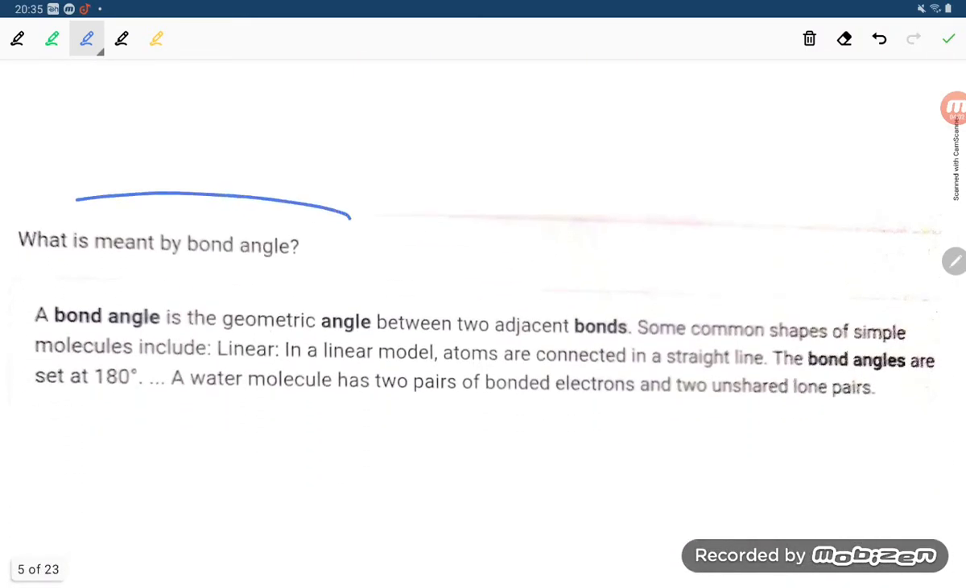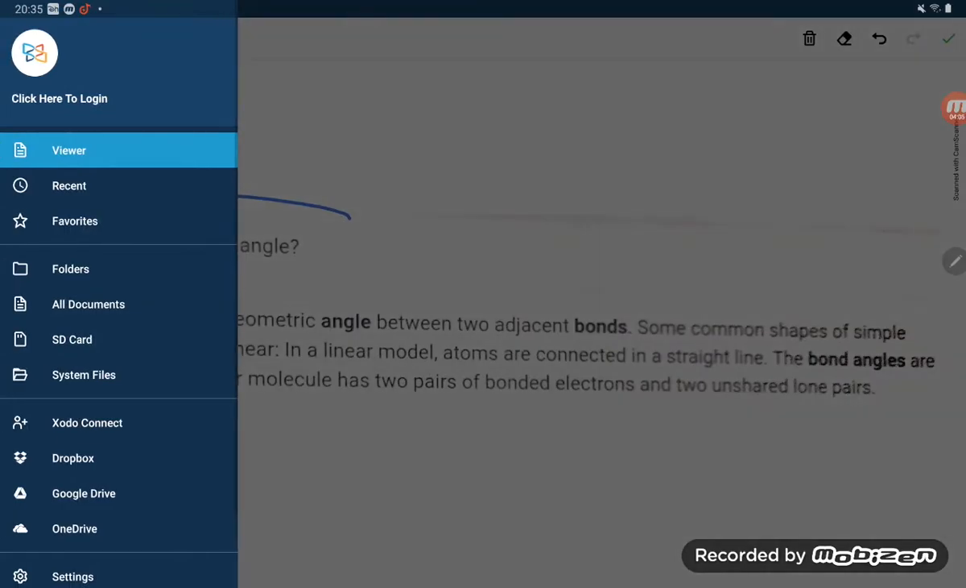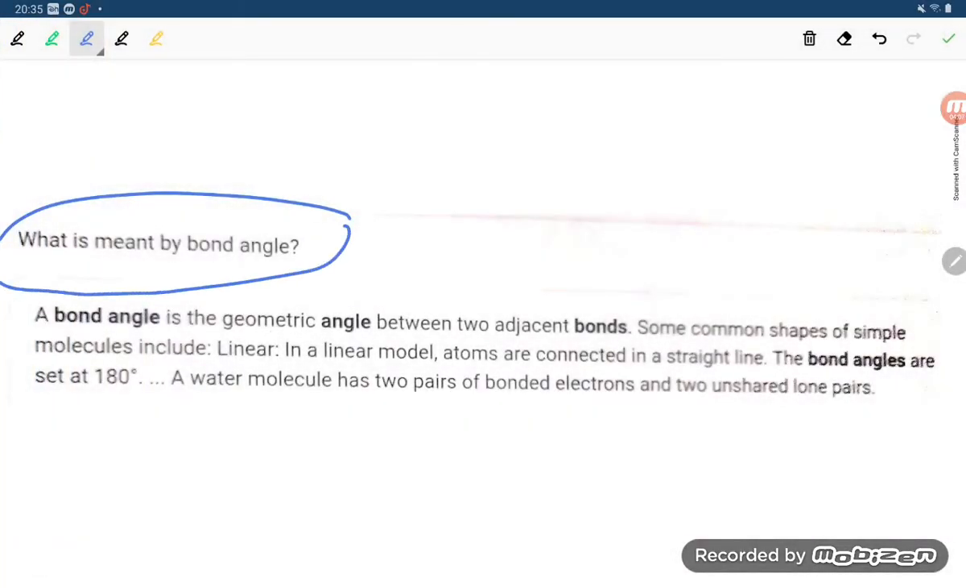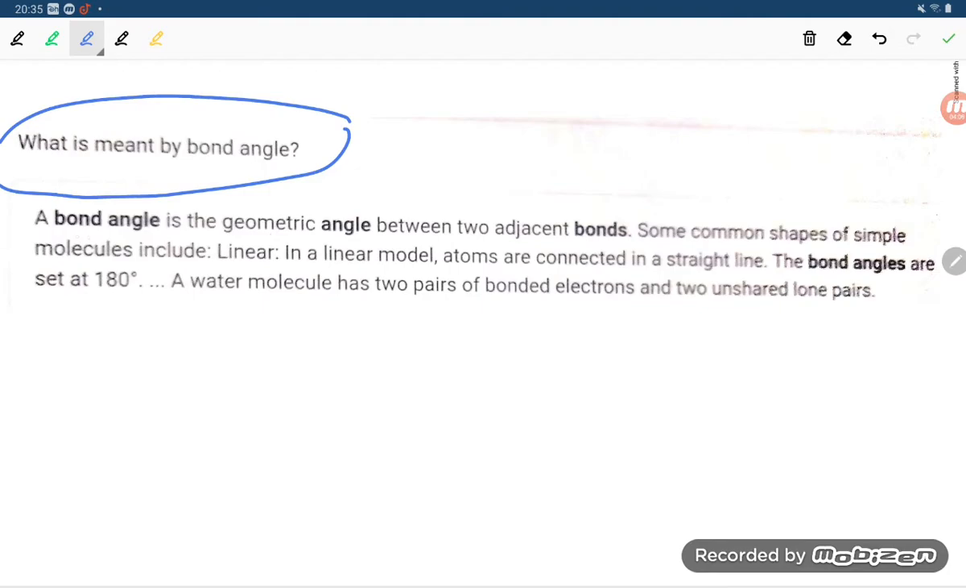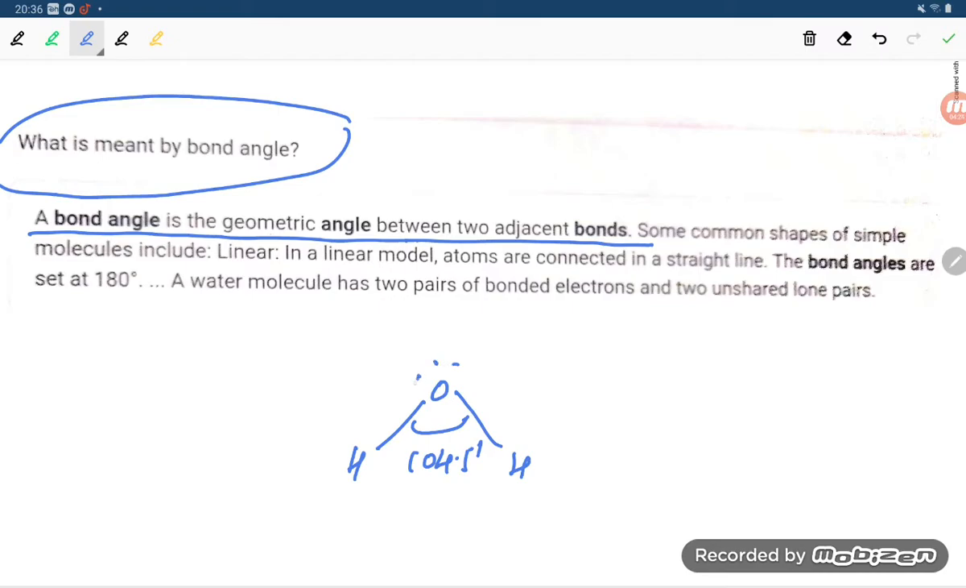Next one: what is meant by bond angle? Students, they are asking the meaning of bond angle. A bond angle is the geometric angle between two adjacent bonds. Suppose we again take H-O-H. This is 104 degrees 5 minutes. So this is the bond angle: the geometric angle between two adjacent bonds.